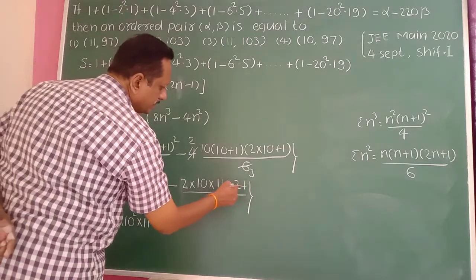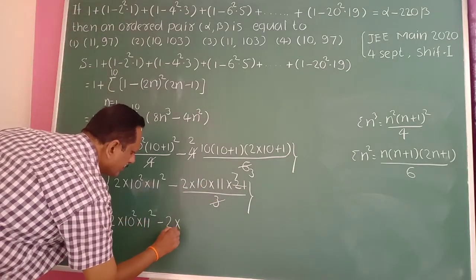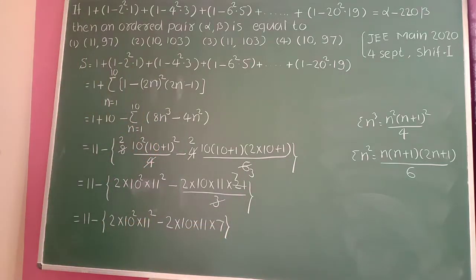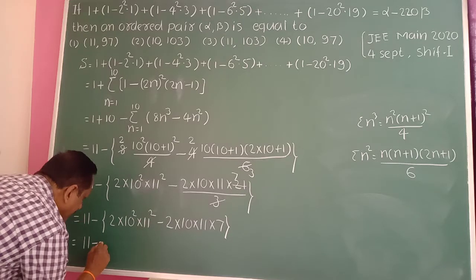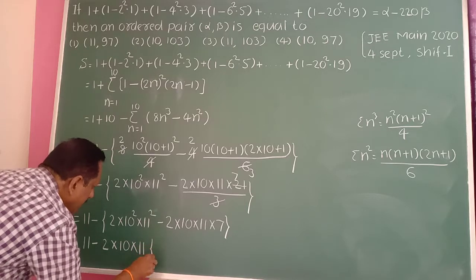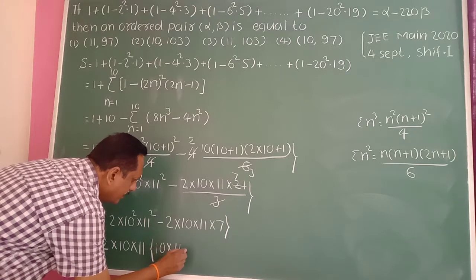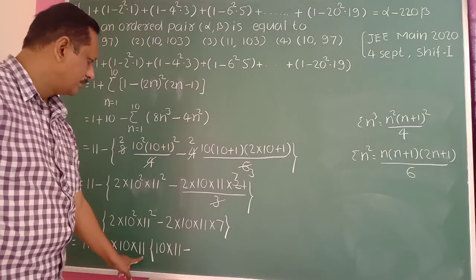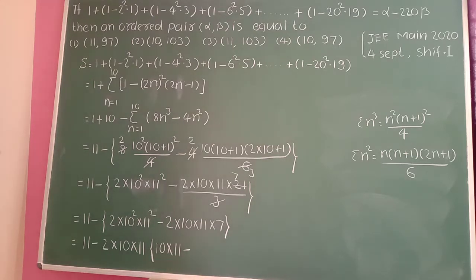Therefore this is equal to 11 minus of 2 into 10 square into 11 square. Then 3 ones are 3, 3 sevens are 21, cancels here. So minus of 2 into 10 into 11 into 7. Here you can take a common factor in the bracket: 11 minus, 2 is a common factor, 10 also common factor, and 11 also common factor. Then remaining here 10 into 11 minus 7.